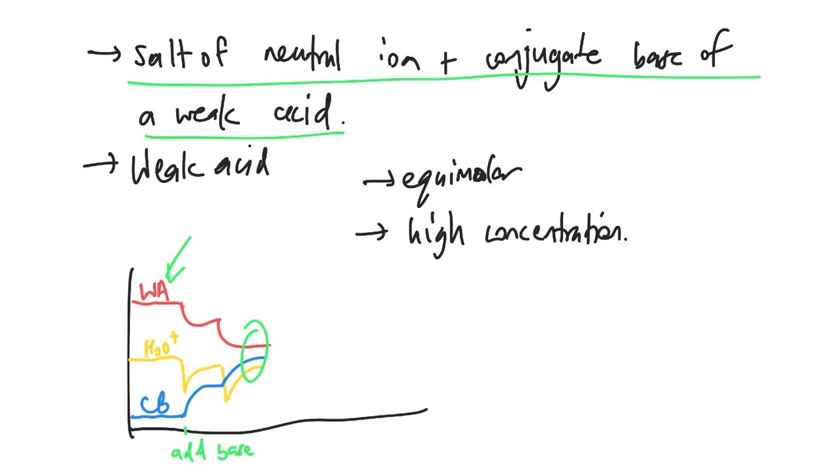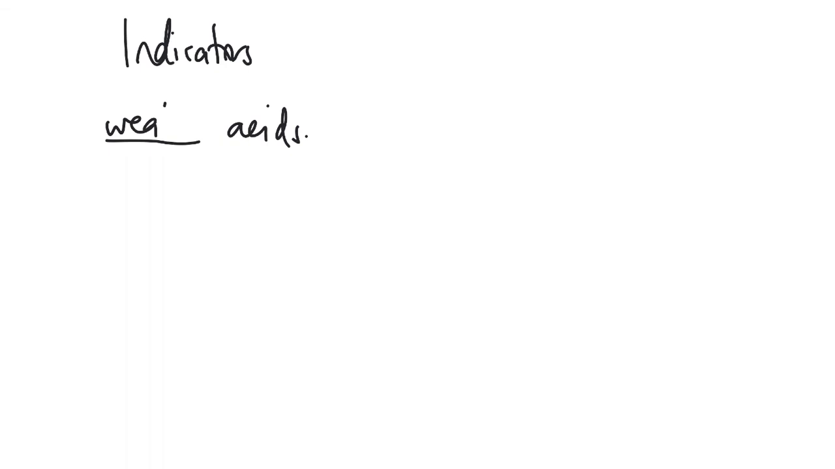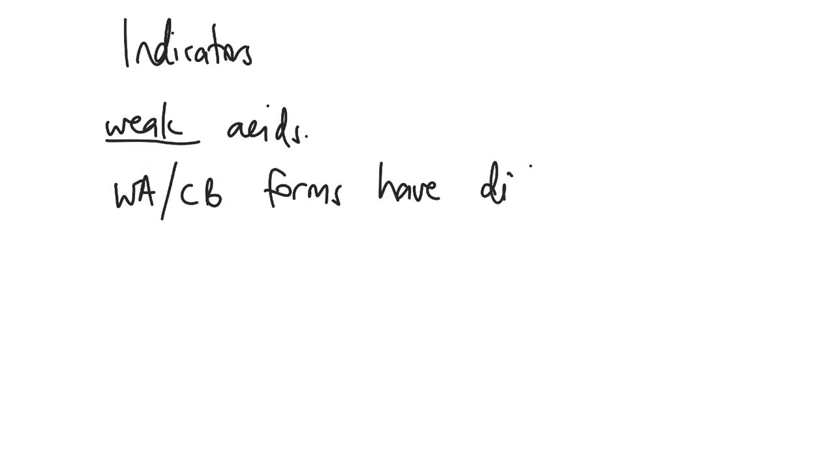Next. Indicators. What are indicators? Weak acids. And their weak acid and conjugate base forms have different colors. Good. Okay, so they're weak things. So this is the weak acid.